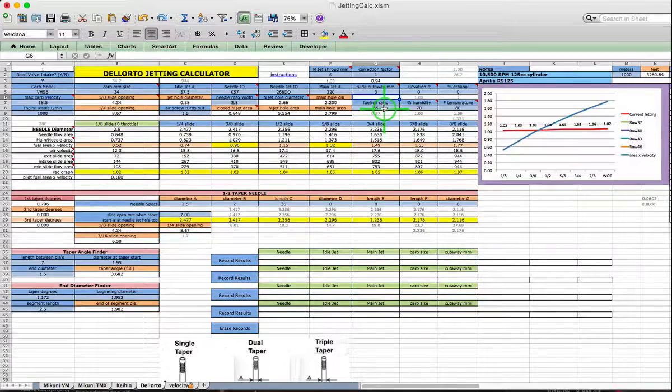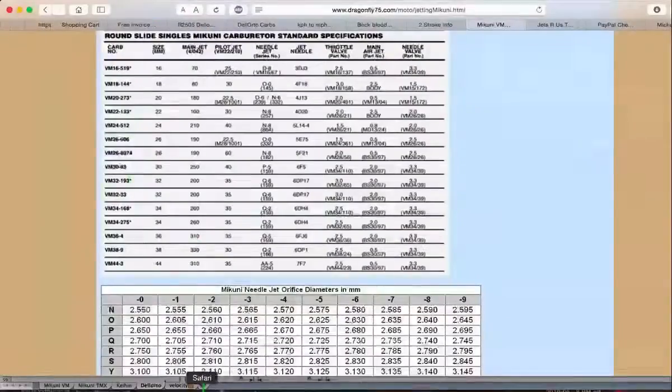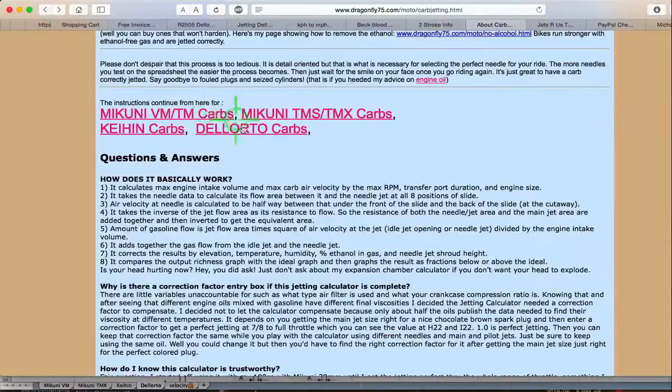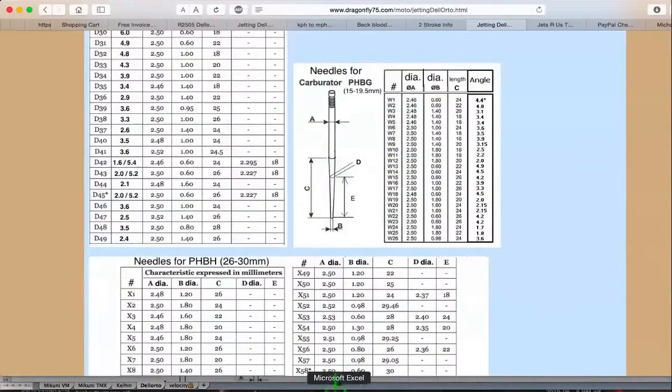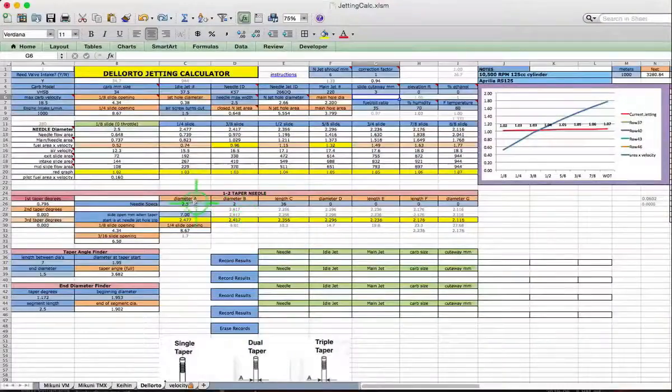So it's great. You enter the required data, which for the Dell'Orto, it also requires the needle data, which you can get from my site right here. It tells all the different needles for the different carbs and what the data is, A, B, C, D, E diameters, which are on my spreadsheet right here. That's where they go.